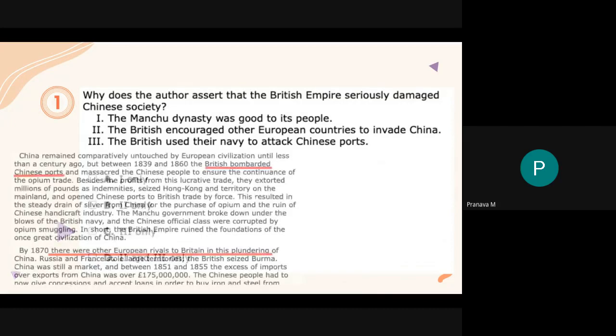So here is the part where it says the British bombarded Chinese ports, so that's using their navy to attack their ports, and then this is the part that says there were other European rivals, but it doesn't say that the British encouraged them.